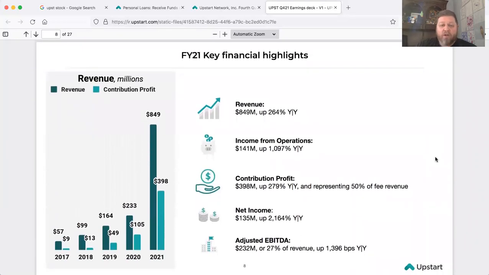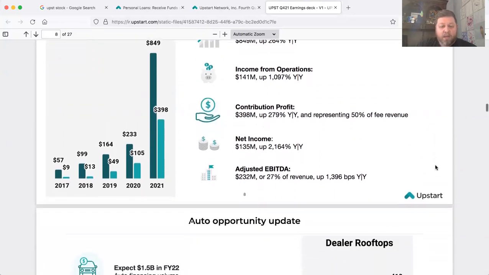The full year revenue highlights: revenue is up 264%. Income from ops is up over 1,000%. Contribution is up over 279%. Net income, wow, these numbers are insane. I mean, these are huge, huge numbers.